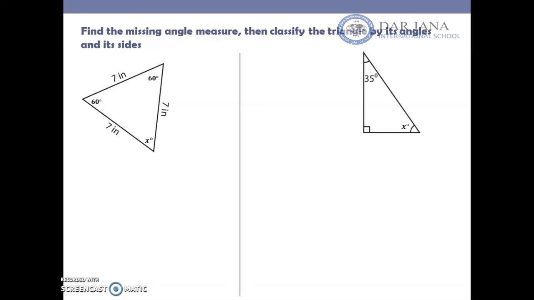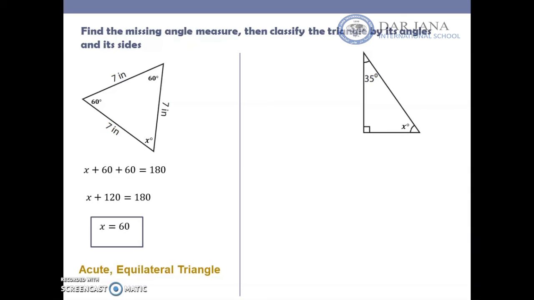So this one is obviously acute. If we want to do it the long way, we do 60 plus 60, 120. I subtract 120 from both sides. I will end up having 60 degrees. As we said, 60 degrees, 60 degrees, 60 degrees. So it's called equilateral because all of them are congruent, and it's acute because all of them are acute angles.